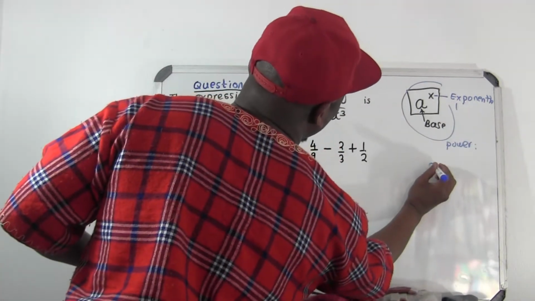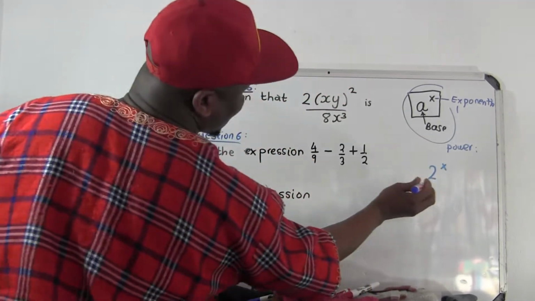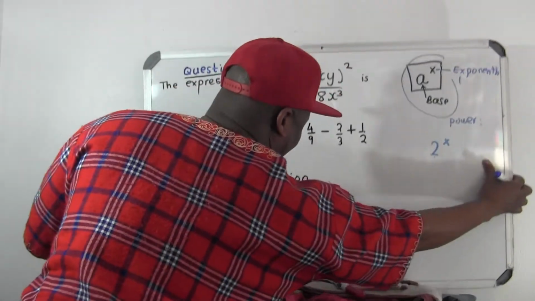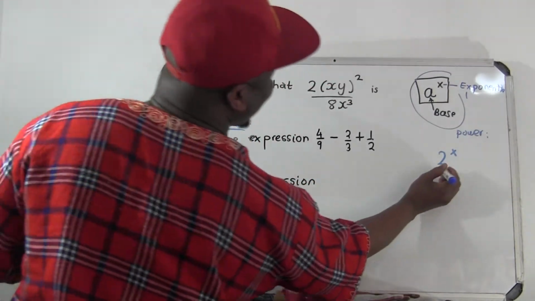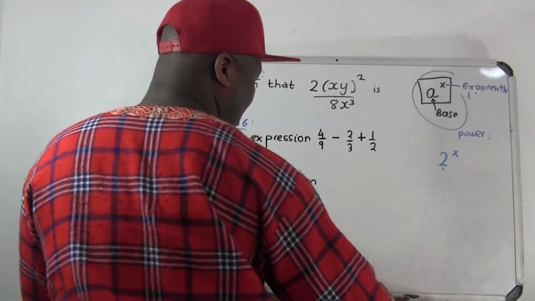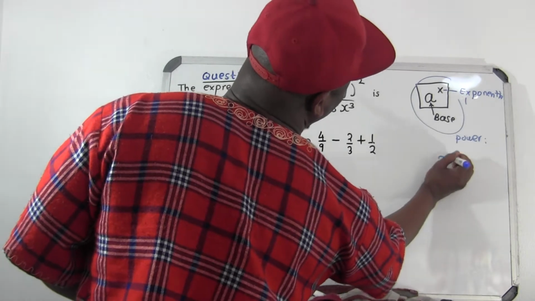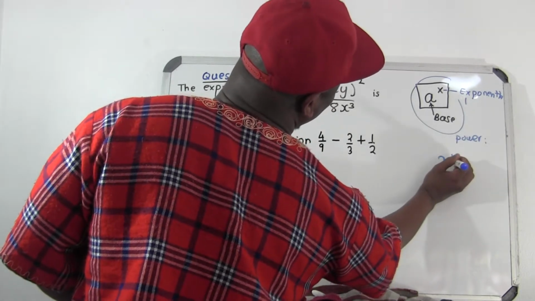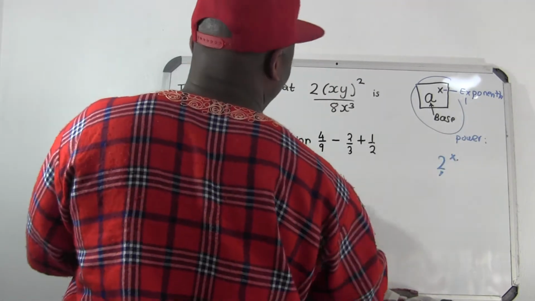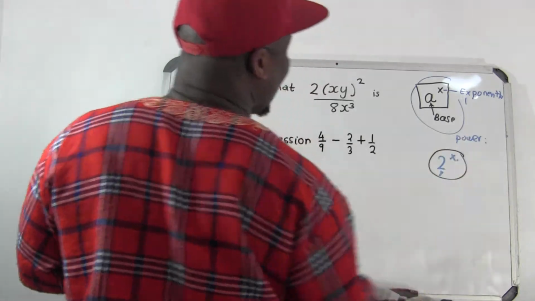So if somebody gives me, for example, 2 to the x, what does that mean? My base is 2, and my exponent is x, but all of it together is the power. So you've got to know that.